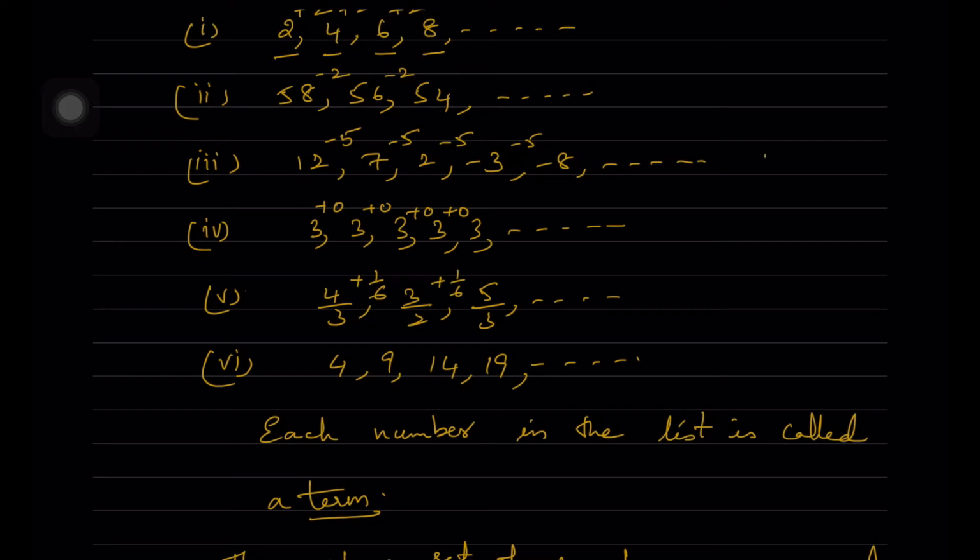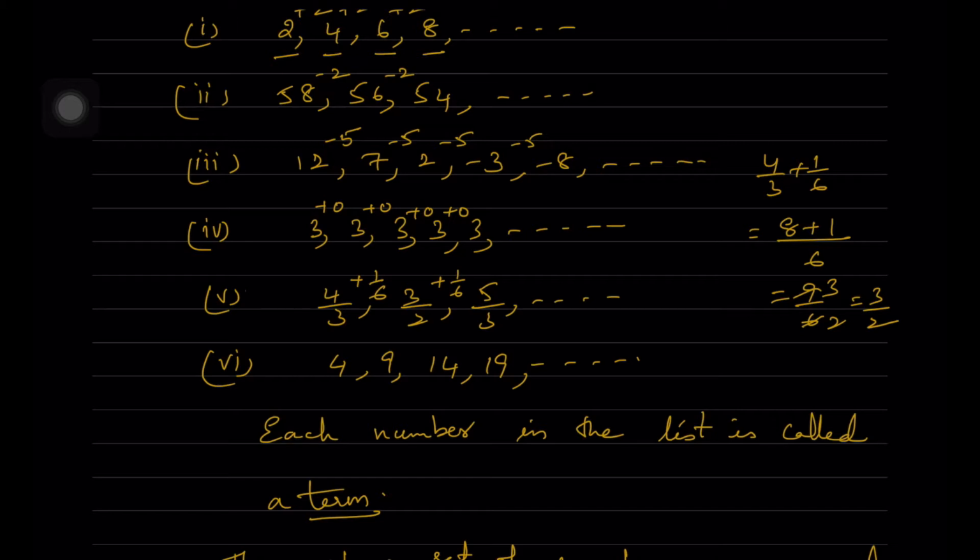You can just see here 4 by 3 plus 1 by 6. If you take the LCM as 6, what do you get? You get 8 by 6 plus 1 by 6, which is 9 by 6. 3 threes are 9, 3 twos are 6, which is 3 by 2. Similarly, if you add 3 by 2 to 1 by 6, you get 5 by 3. Now here in the last, sixth one, what do you get?